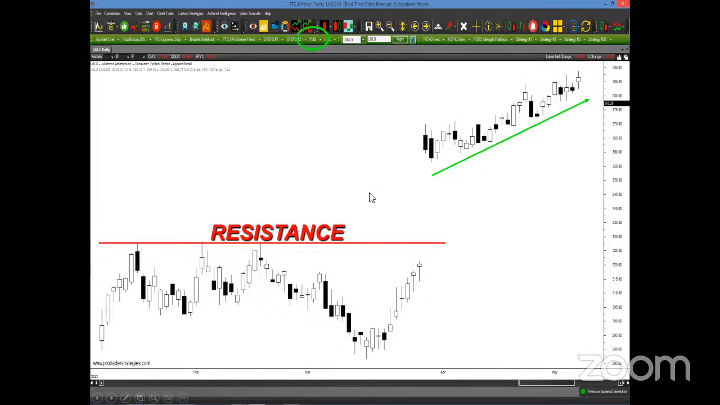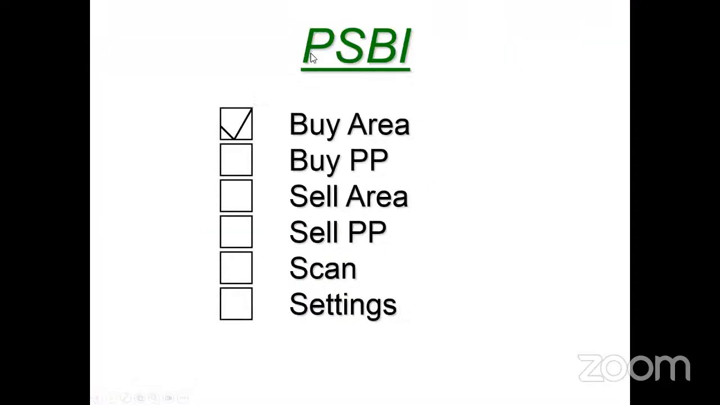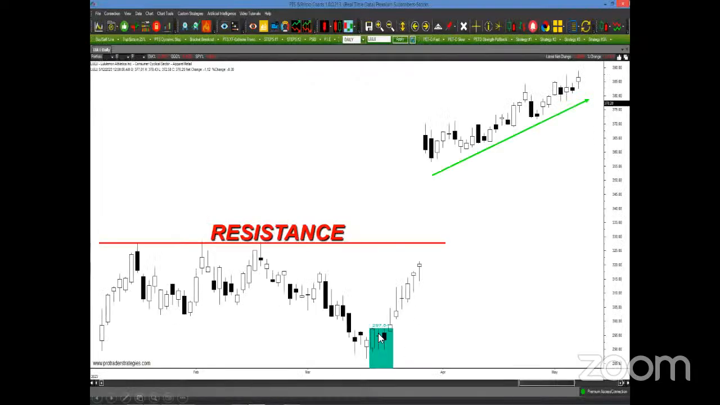Well, on our platform, you simply click on PSBI right here in the upper green strategy tab. In the drop-down menu, click on buy area. Since you're interested in a breakout to the upside, that would be a buy area. And if the indicator, the PSBI, has generated a breakout area, it will display a green box, okay? Now, when price is in this green box, it just means that it's setting up for a breakout, but it actually has to break out above the green colored area. That is the breakout, not this standard resistance area, but this area right here. This is all you need to look at.